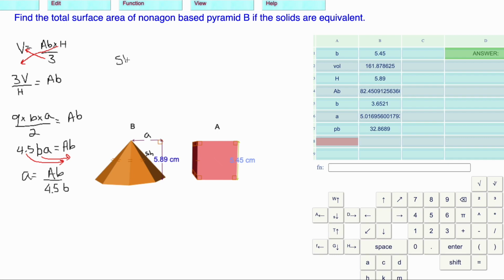The slant height squared, using Pythagoras' theorem, is the A squared plus the height squared. The slant height is the square root of the A squared plus the H squared. The slant height is the square root of the apothem squared plus the height 5.89 squared, close the bracket. There's your slant height. Your total surface area is the perimeter of the base times the slant height divided by 2 plus the area of the single base. And that gives us 209.60507. And it goes on for a while.